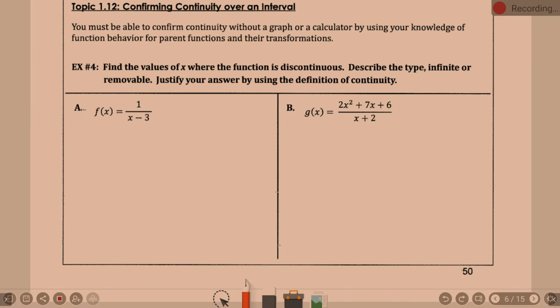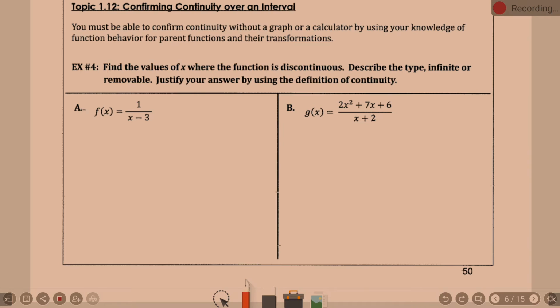Okay, so in example 4, find the values of x where the function is discontinuous. Describe the type, infinite or removable, and justify your answer by using the definition of continuity. Is there, for A, a vertical asymptote at 3? Yeah.